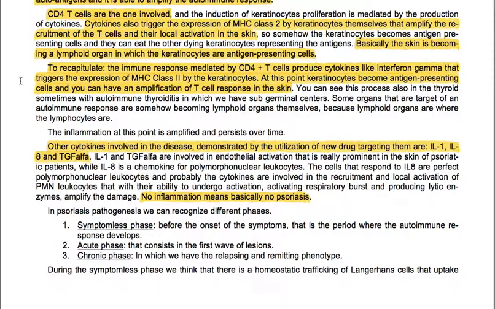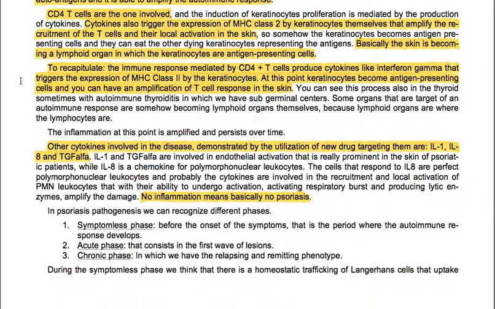To recapitulate, the immune response mediated by CD4 plus T cells produce cytokines like interferon gamma that triggers the expression of MHC class II by the keratinocytes. At this point, keratinocytes become antigen-presenting cells, and you can have an amplification of T cell response in the skin.